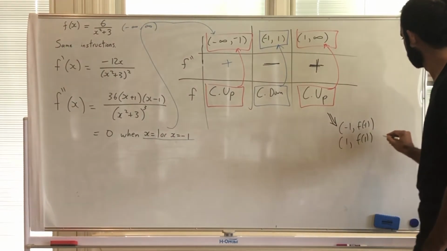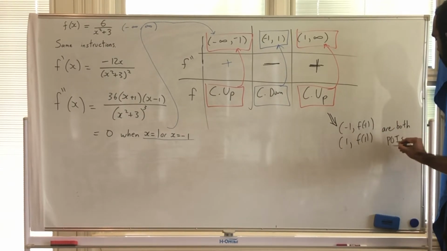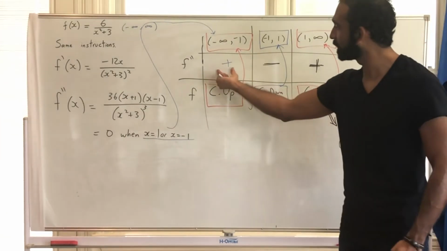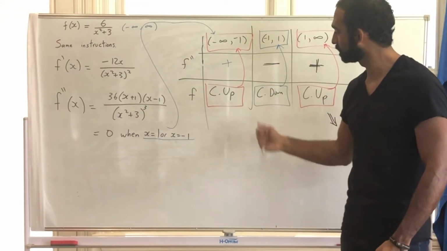So these are both POIs, precisely because we see a change in the sign of our second derivative, we see a change in concavity.